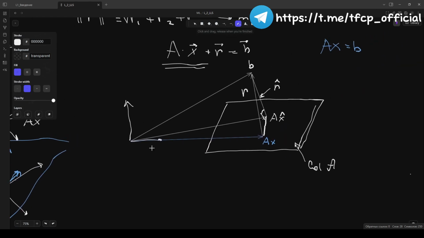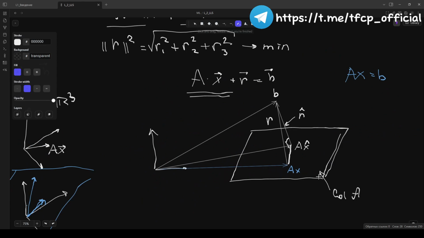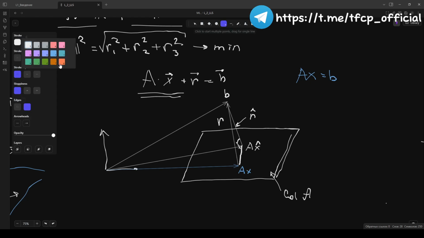Vector x transforms from a two-dimensional vector into a three-dimensional vector Ax, and it lies in a plane. This plane is the column space of matrix A, but this follows simply from the definition and properties of matrix multiplication with a vector. That is, when I multiply matrix A by vector x, the vector falls into the column space of matrix A. It cannot go anywhere else, only here. That is, it lies in this plane. If this is vector Ax, then it can only be in this plane. It cannot be outside of this plane.